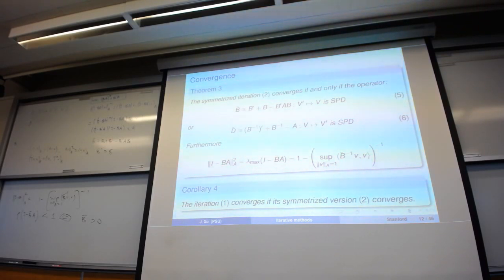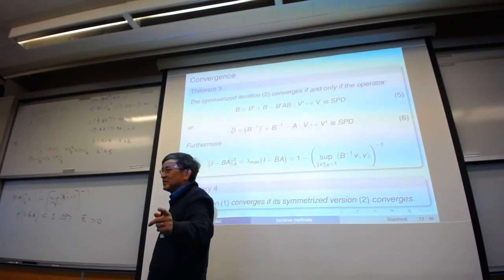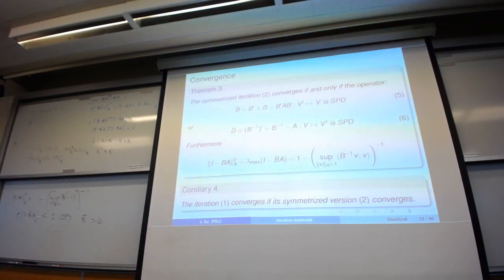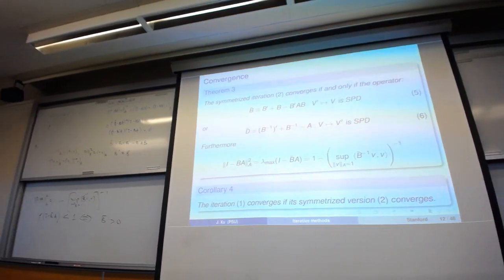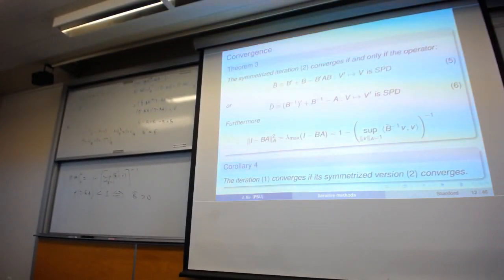But there's something interesting related to the question I asked you before. Look at what I said. The original iteration converges if its symmetrized version converges. When I say the symmetrized scheme works, this one is less than one, right? So you have two schemes, the original one and the symmetrized one. This theorem says if the symmetrized one converges, the original one has to converge. If the symmetric one converges, the original one has to converge. But the opposite direction is not necessarily true.